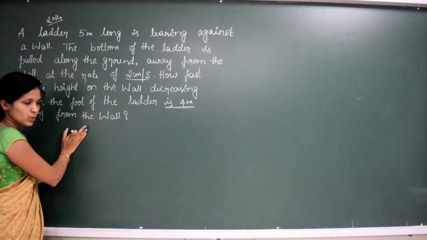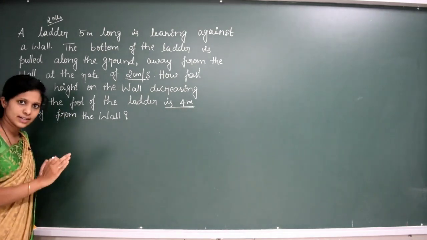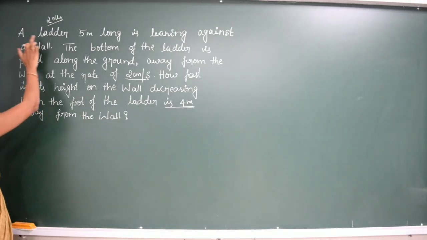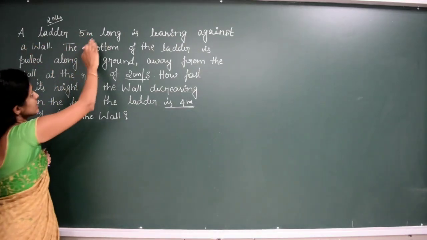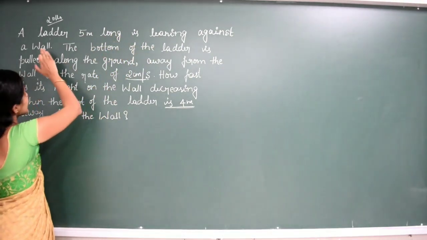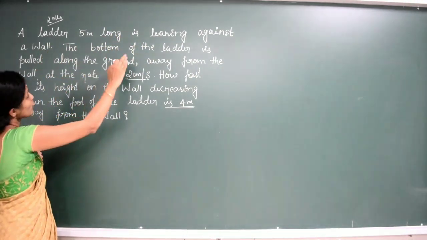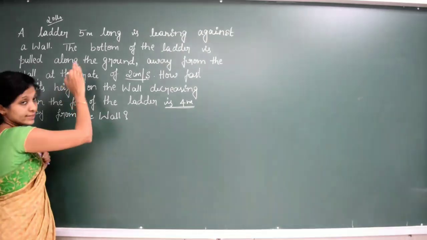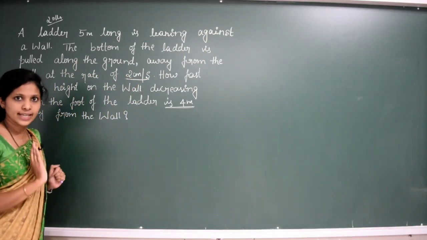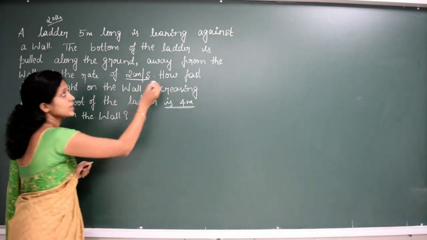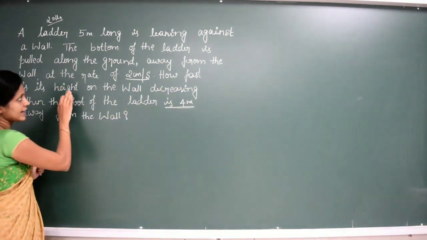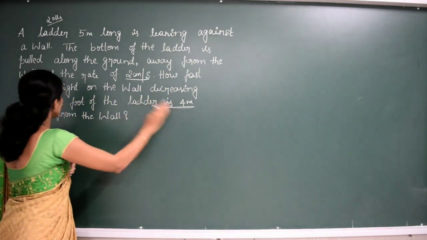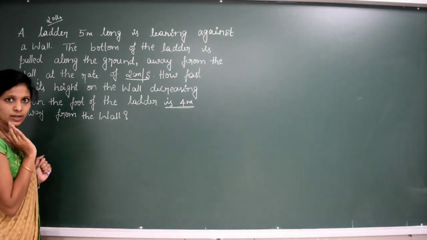exam paper. I'll read the question first, you try to understand it and what is given and what you need to find. Just think about that. See here, a ladder 5 meter long is leaning against a wall. The bottom of the ladder is pulled along the ground away from the wall at the rate of 2 centimeter per second. This much is given. Now what do you have to find? How fast is its height on the wall decreasing when the foot of the ladder is 4 meter away from the wall? Okay, let us see this.